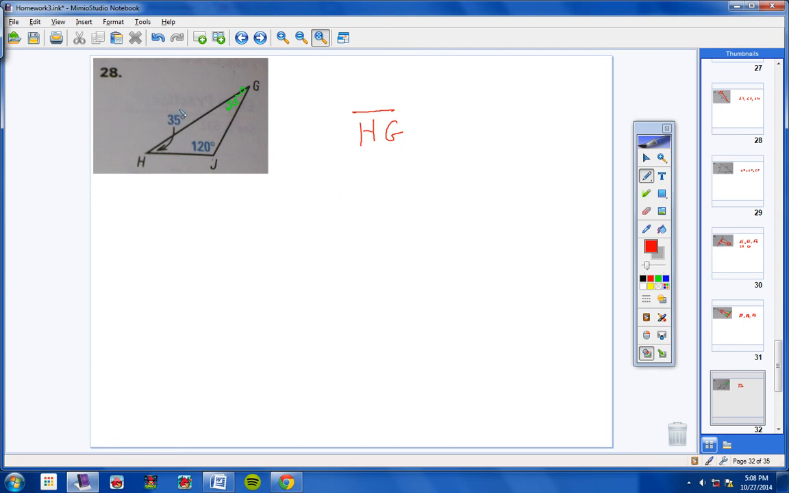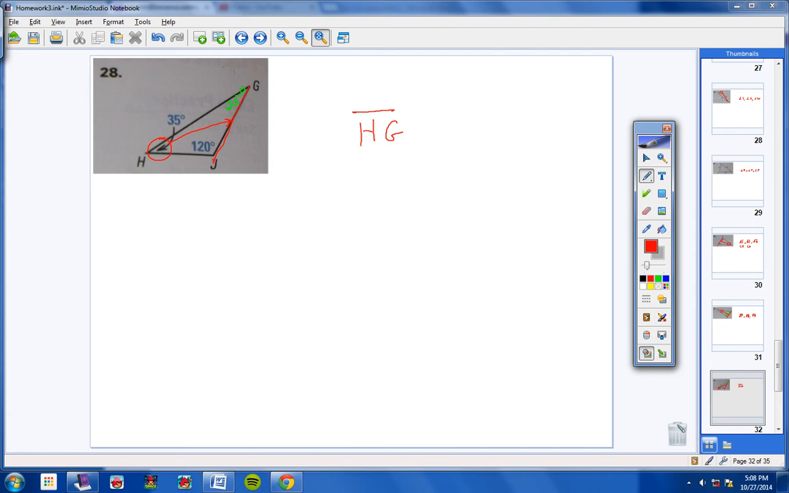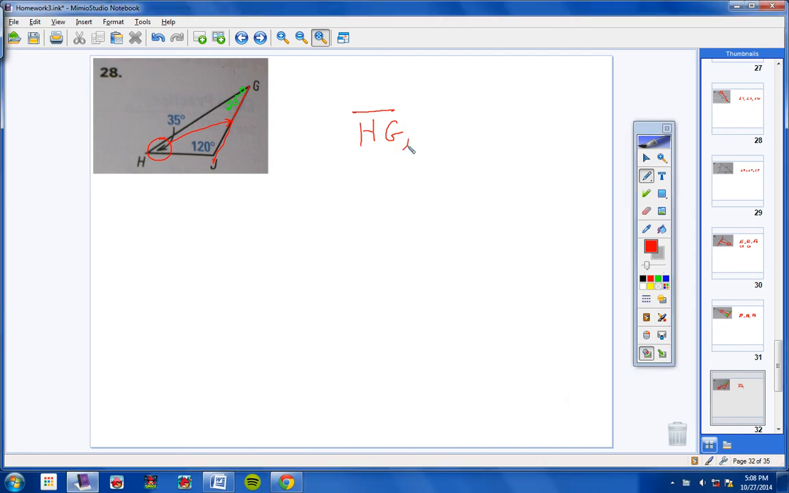Now we're going to circle the next biggest angle, which is this angle here, and go straight across to this side here. So the next longest side, students, would be side GJ. Okay? And then lastly, the smallest angle is 25. So we circle that and go straight across here. The side HJ would be the smallest side, or the shortest side. Okay? So there we go. Moving on to number 29.